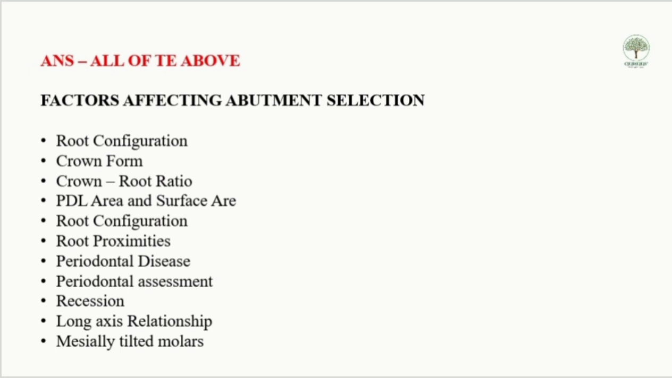And here you have a list of factors that affect abutment selection, starting from root configuration, crown form, crown root ratio, periodontal area, root proximities, periodontal disease, periodontal assessment, recession, long axis relationship, and mesially tilted abutments. So if you get any of these options in your question, you have to make sure that all of these are selected.